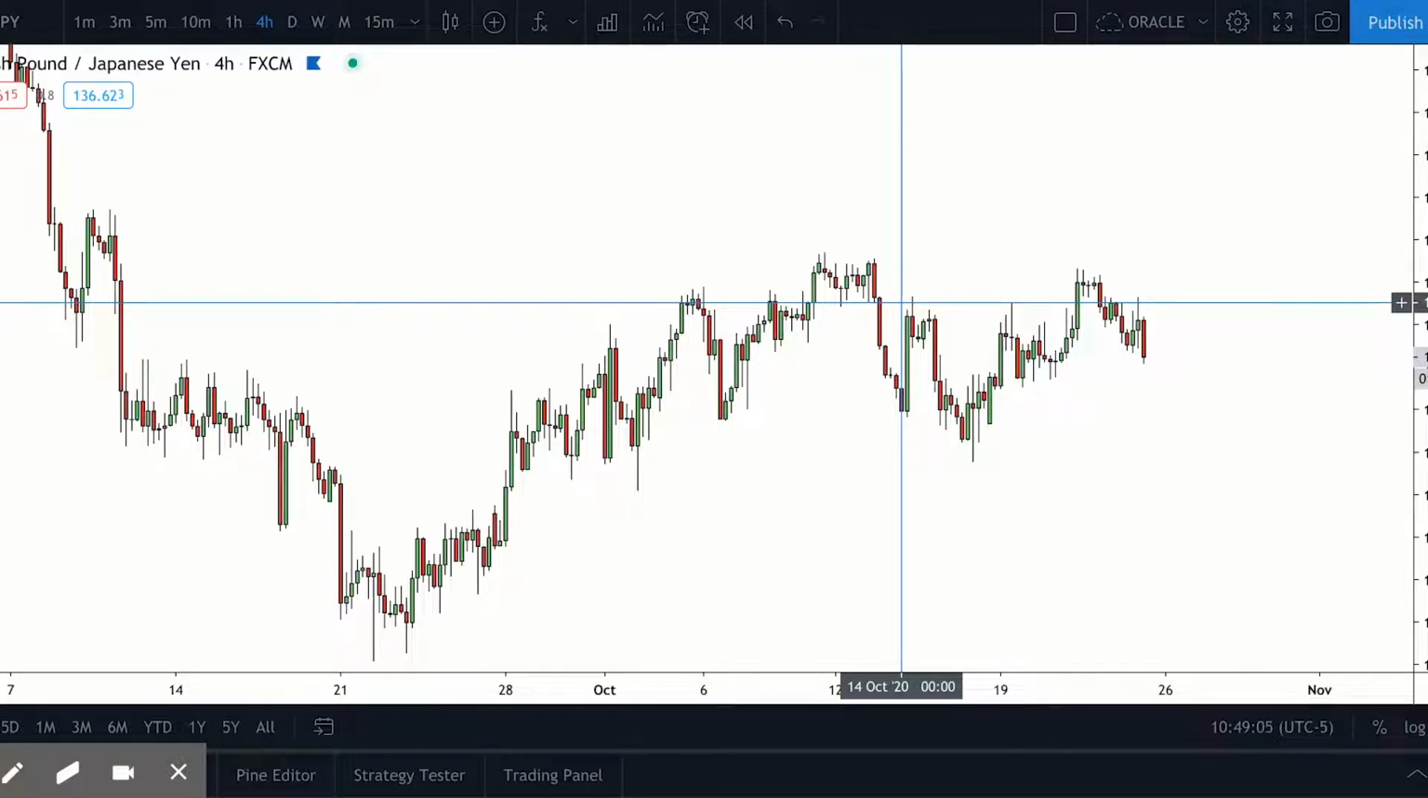Liquidity refers to how liquid a market is. And what I mean by that is how readily available are buys or sells in a market. Okay, so the Forex market is the most liquid market in the world.